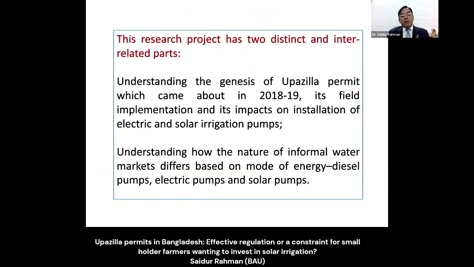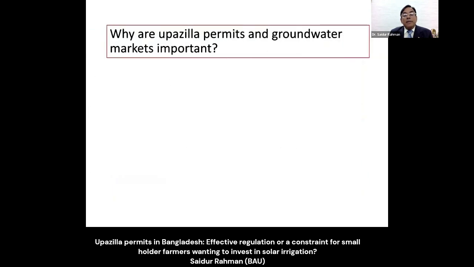And we have a small project funded by the International Water Management Institute. Actually, we are supposed to answer two questions: understanding the genesis of Upazila permits, as well as understanding how the nature of informal water markets differs based on mode of energy, whether it is diesel, electric pump, or solar pump. Those were the two questions to address in that small funding.